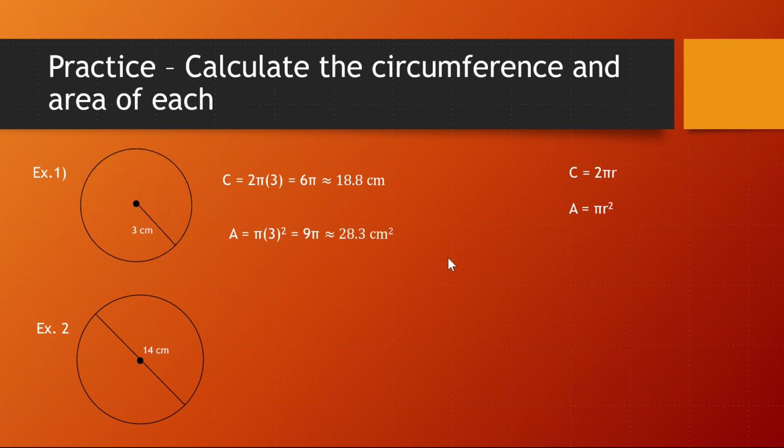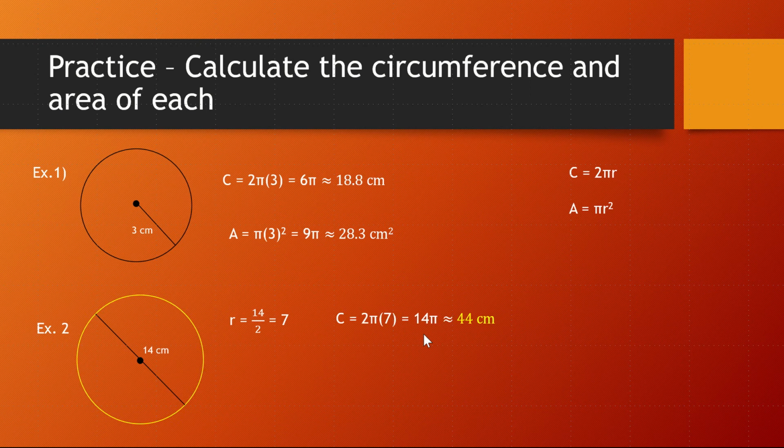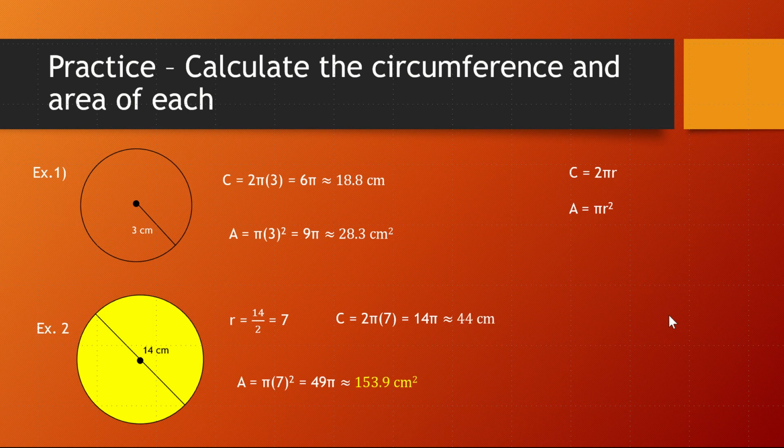Okay guys, let's head up to example 2 right here. Notice that for example 2, you're given the diameter this time, not the radius. The diameter is 14 centimeters. In order to find the radius, we take that 14 and divide it by 2 to get 7. The radius would be 7. Then we can plug that 7 into the equation for the circumference, and that's going to be 44 centimeters. Also we can take that 7 and plug it into the equation for area.